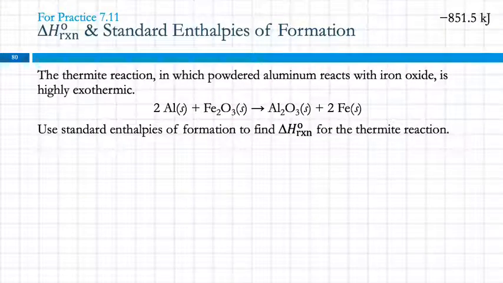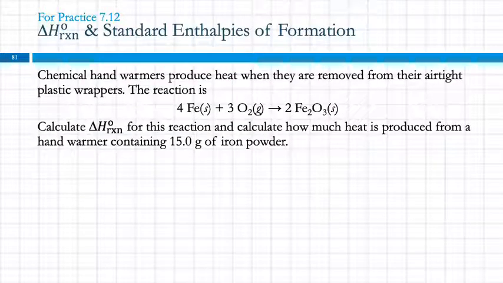Minus 851.5 kilojoules. There's another one. Chemical hand warmers produce heat when they are removed from the airtight plastic wrappers. The reaction is between iron and oxygen. Calculate the delta H, standard heat of reaction, and calculate how much heat is produced from a hand warmer containing 15 grams of iron powder.